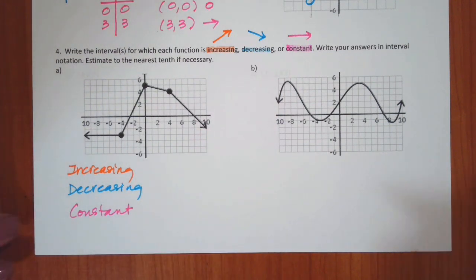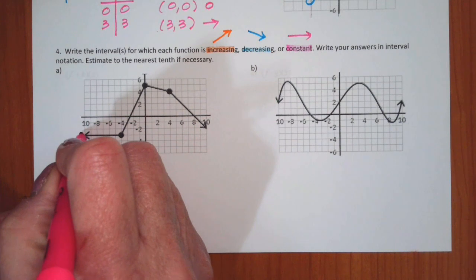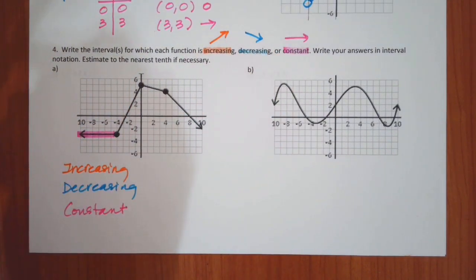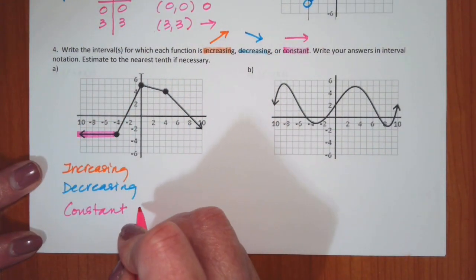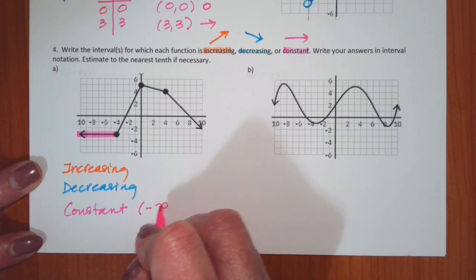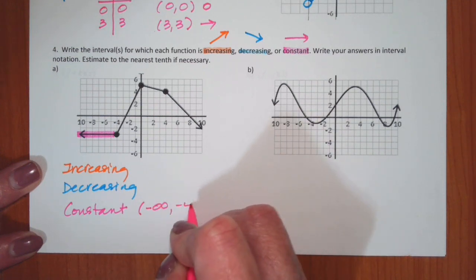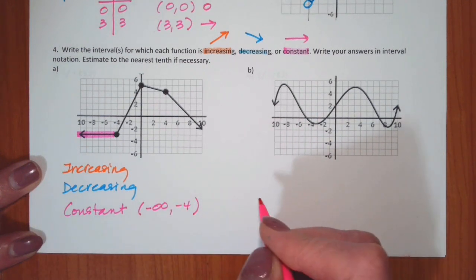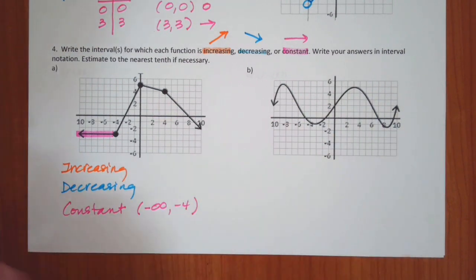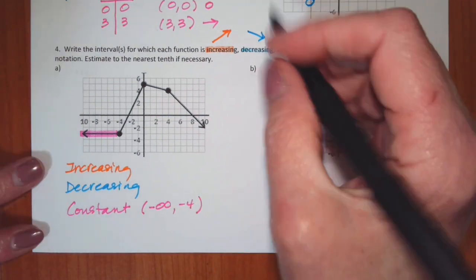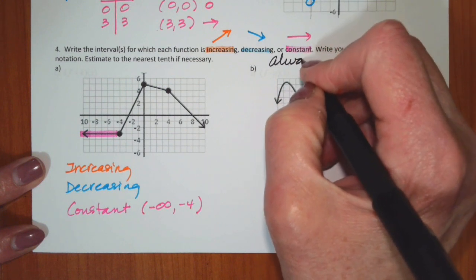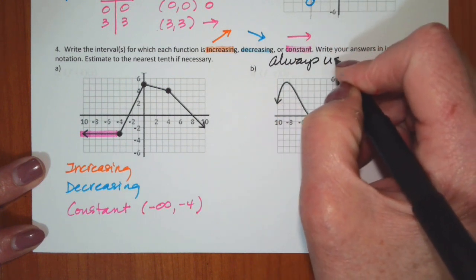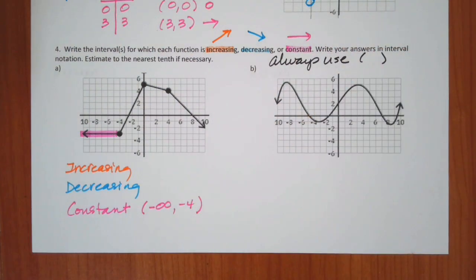Okay. If I look at this portion of the graph here, this is where it's constant. So it starts at negative infinity and goes up to -4. Okay. Always use parentheses. You may even want to put that up here. Always use parentheses. You don't include the endpoints.